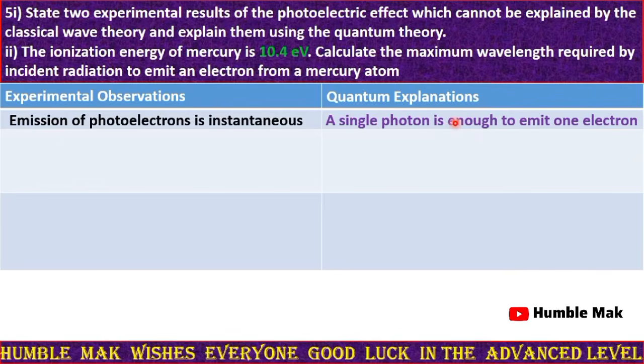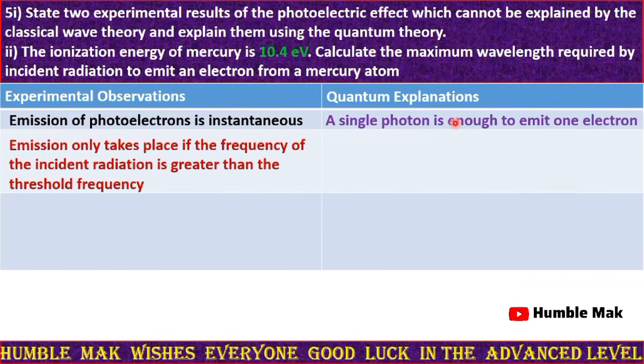So now the next one, friends, is that emission only takes place if the frequency of the incident radiation is greater than the threshold frequency. But the classical wave theory did not see this as meaningful, because they thought that even if there is no threshold frequency, no matter the frequency of light used, the metal surface should absorb some amount of heat, or the light should heat up the surface before electrons can be emitted.